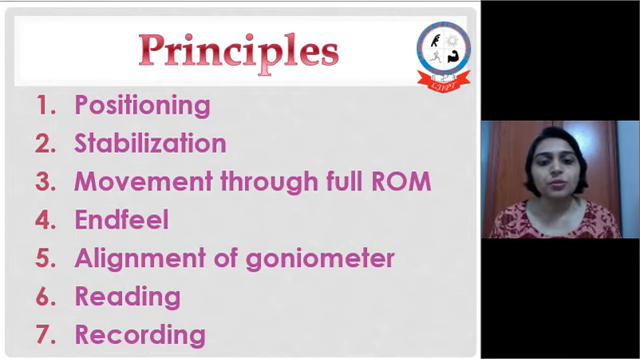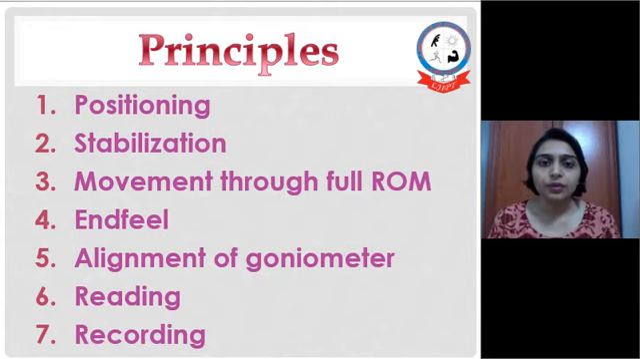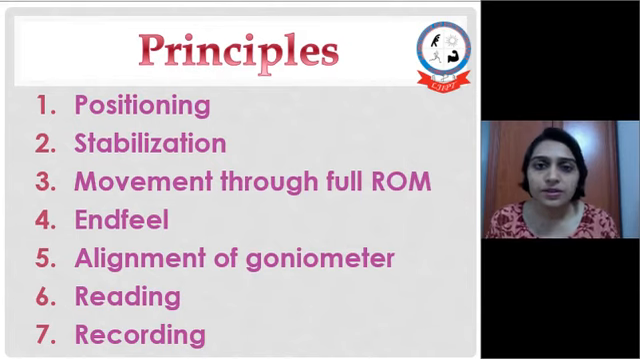Third, movement should be done throughout the full range of motion unless there is a limitation of pain. If there is a limitation in range of motion actively, we should also measure it passively with the same joint and same movement to make sure of any abnormality in that joint.